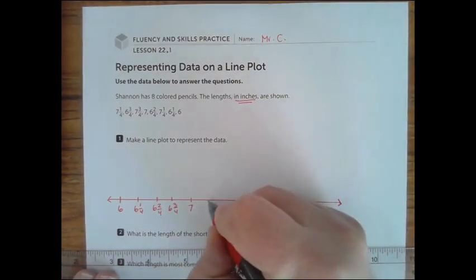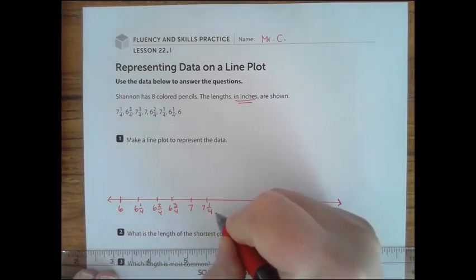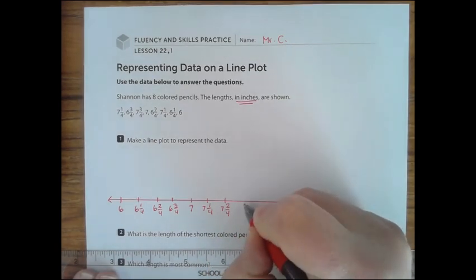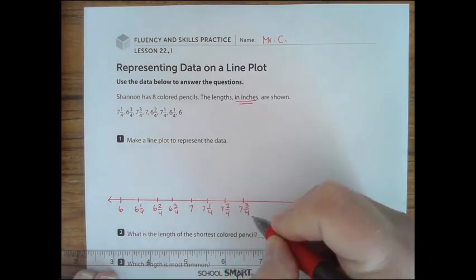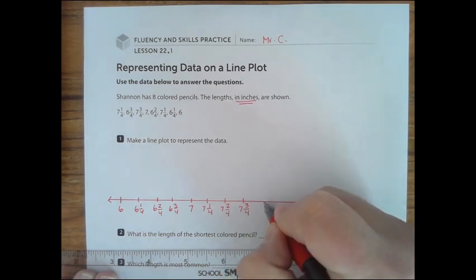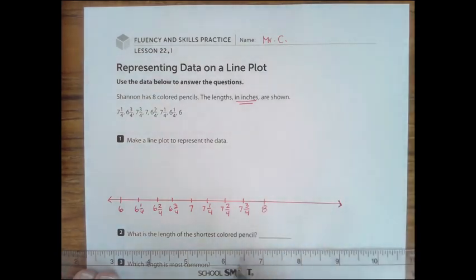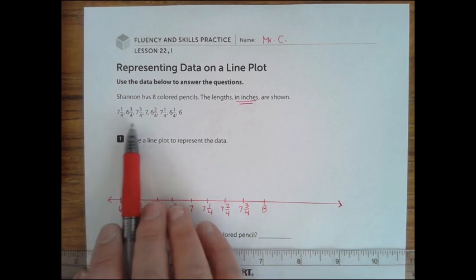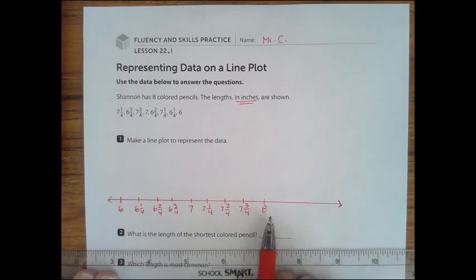And then now we're starting over again with 7 1/4, 7 2/4, 7 3/4, and I'm going to just do one for fun and make it 8 wholes, right? And how did I know to stop? Well, I again looked at my data and saw my largest data was 7 3/4. So I don't need to go any further along than this.